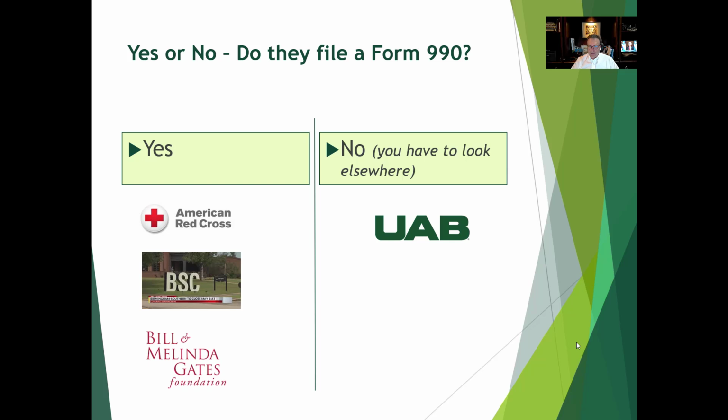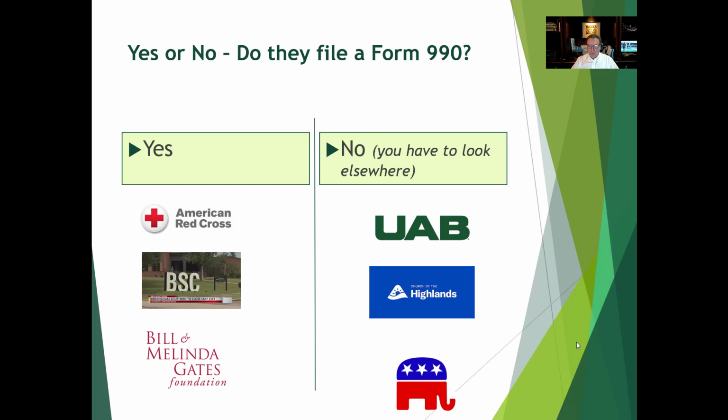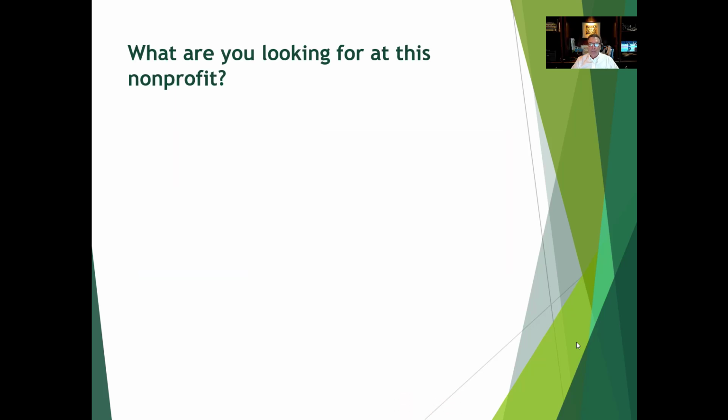UAB does not file a Form 990. There are other ways to research UAB, but don't look for a tax return for them on the IRS's website. Church of the Highlands, as I said before, churches do not have to file Form 990s, nor do political parties.